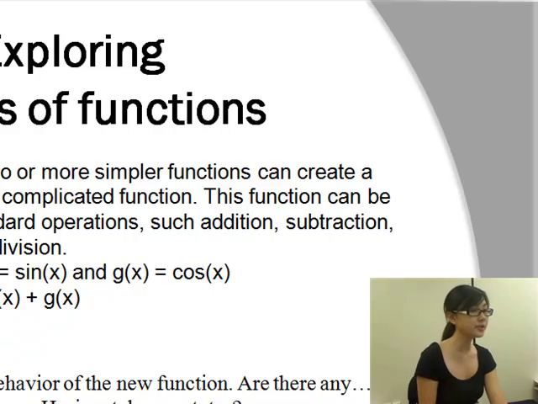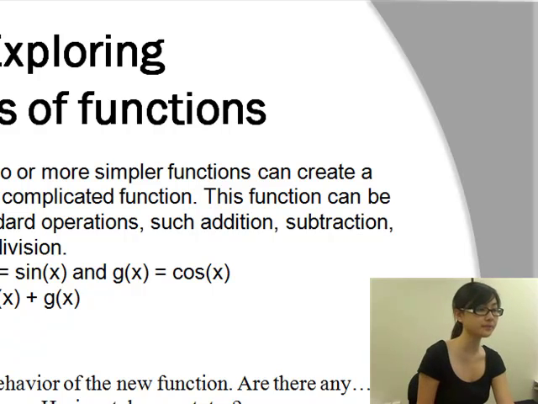And this new function can be created using standard operations, which is addition, subtraction, multiplication, and division. So for instance, I have f of x and g of x. Let f of x equal sine x and g of x equal cos x. I can combine these two functions into forming another function, and let's call it capital F of x. So capital F of x will be equal to f of x plus g of x. That would mean capital F of x will equal sine x plus cos x.